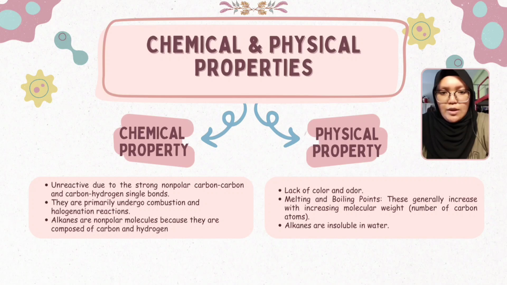Moving to their physical properties, you'll notice that alkenes are generally colorless and odorless compounds. As we move up the alkane series from methane to larger molecules, their melting and boiling points increase with molecular weight. This happens because larger molecules have more surface area for intermolecular forces to act upon.